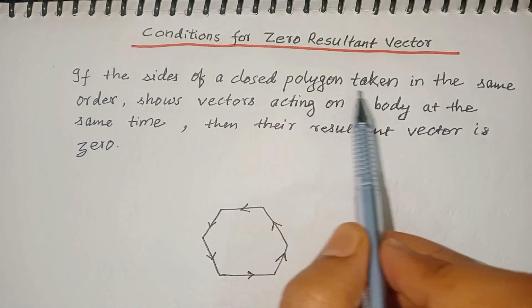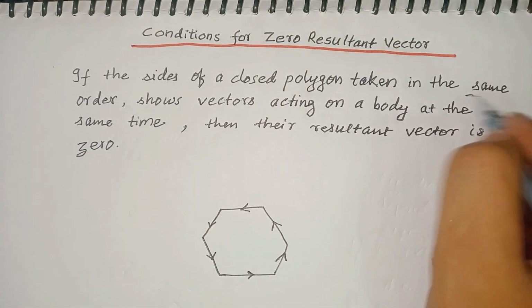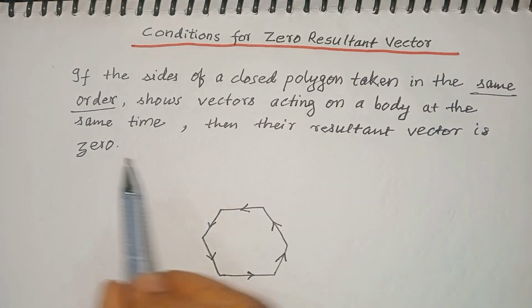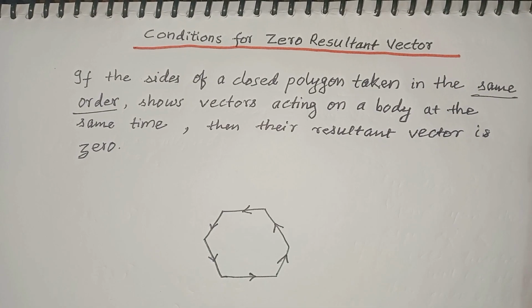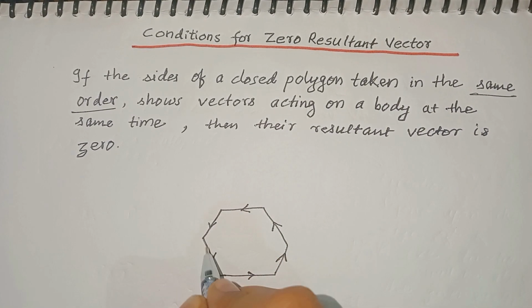If the sides of a closed polygon are taken in the same order, okay, this is the most important point, same order, shows vectors acting on a body at the same time. If these sides are the vectors acting on a body at the same time, then the resultant vector is 0, okay.